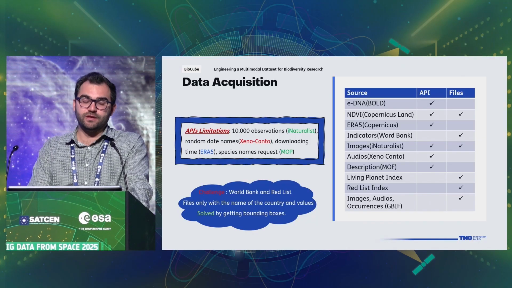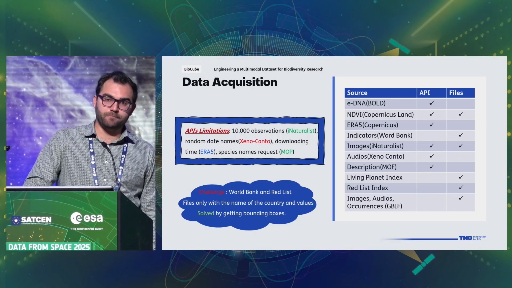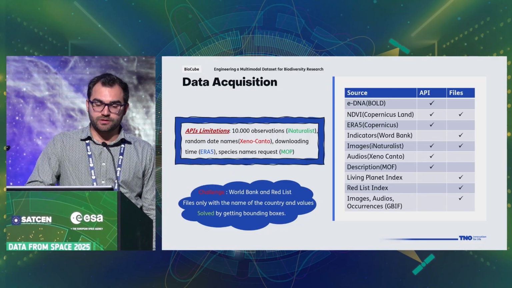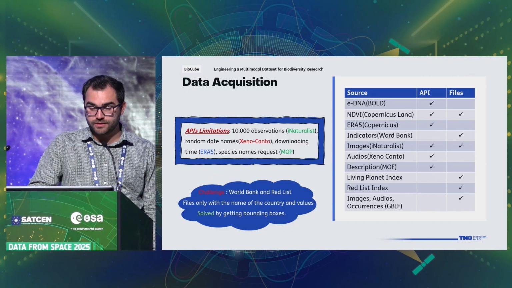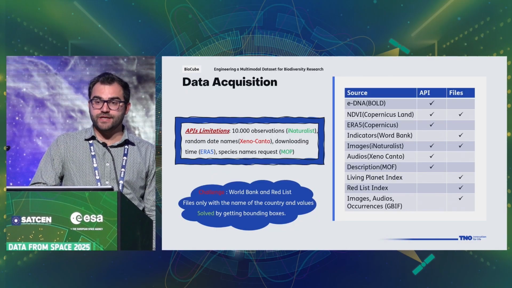Some limitations we hit also with APIs is that if you start spawning a lot of calls, the system breaks, you get blocked for some time. The downloading time, of course, for ERA 5, it's terabytes. The species name requests, so some sites have different namings, so this is a problem for ecologists. So they even have differences between how they call the species. There's not a unified name. There is for most of them, but there are species that have multiple names.